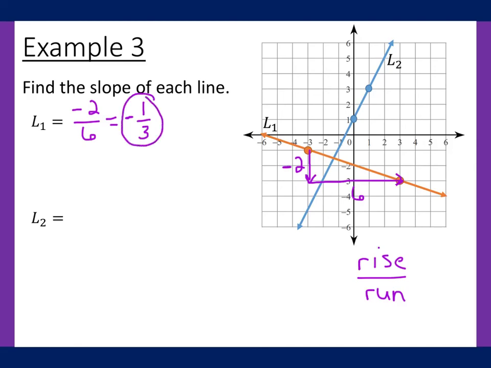On the blue line, if I start at the left point, I would go up 2, so that's positive 2 for my rise, right 1, so that's positive 1 for my run, 2 over 1, which equals 2.